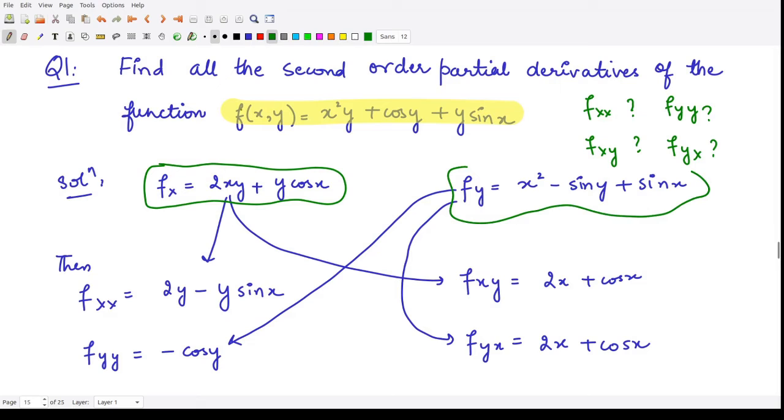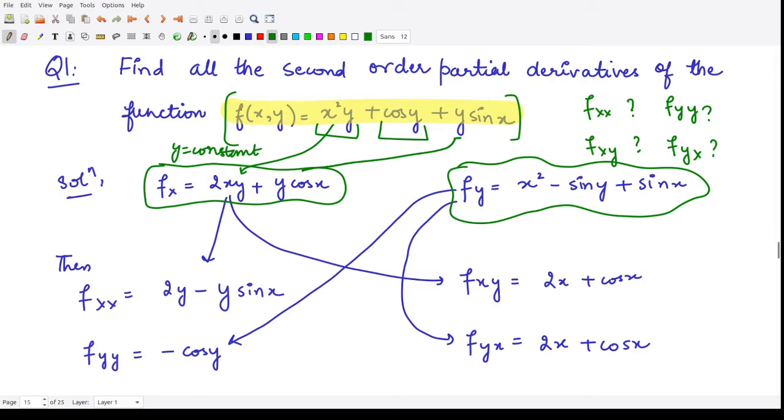So how do you obtain these quantities? You just differentiate this particular function firstly with respect to x. That means when you differentiate with respect to x, keeping y constant, the derivative of the first term is 2xy. Because y is constant, the derivative of cos y is 0. And y comes as such in the last term, and you take the derivative of sin x, which is cos x. So that is how you obtain fx.